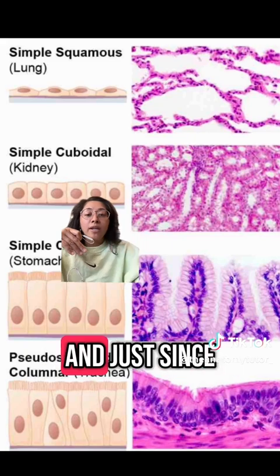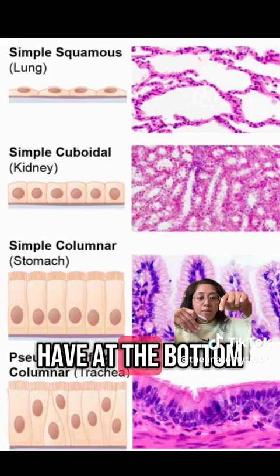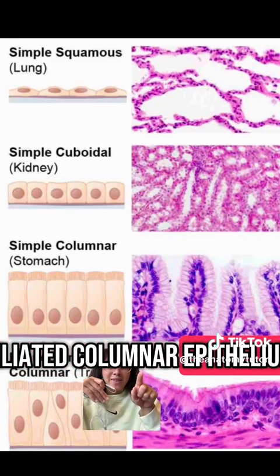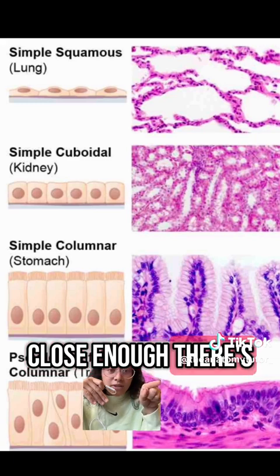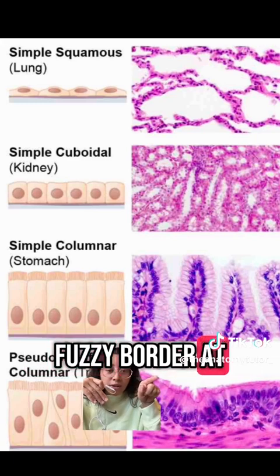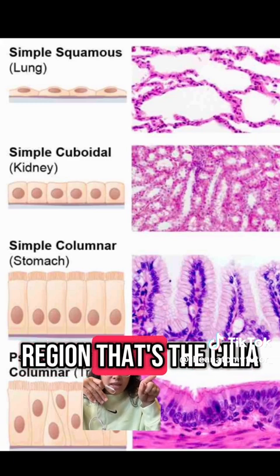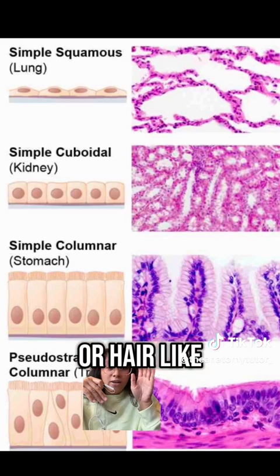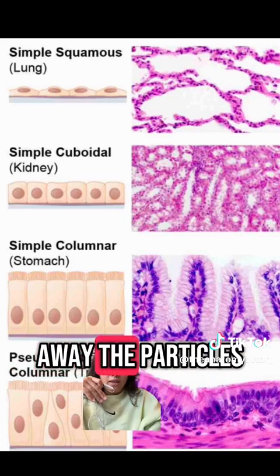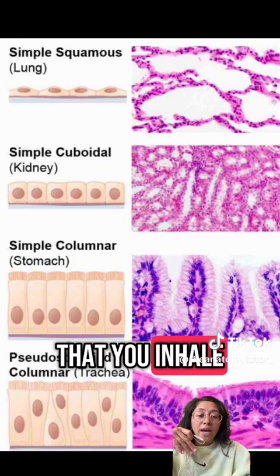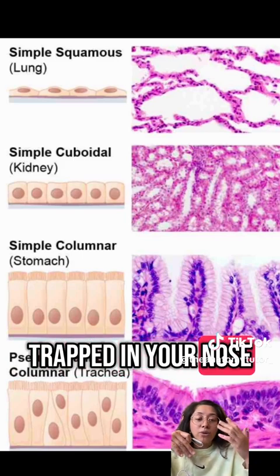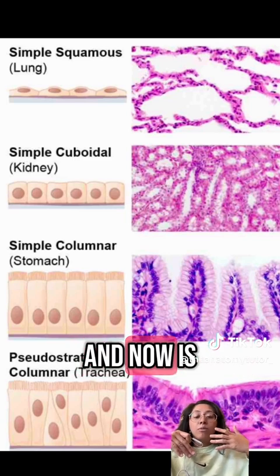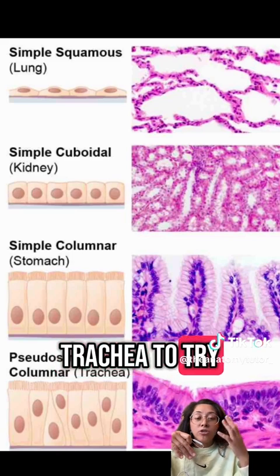And just since it's here, we have at the bottom the pseudostratified ciliated columnar epithelium. If you look close enough, there's this little fuzzy border at the top on the apical region. That's the cilia, the finger-like or hair-like projections that sweep away the particles that you inhale that don't get trapped in your nose, but somehow bypass the nasal cavity and are left for the trachea to try and trap.